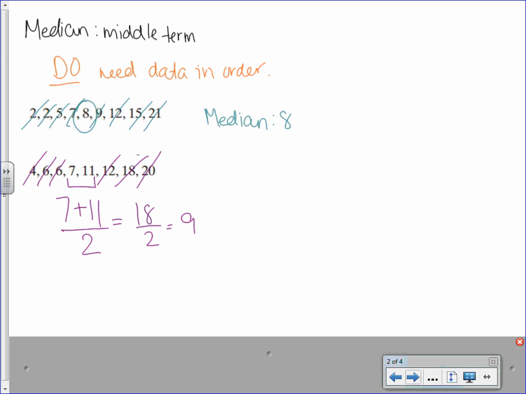It does not matter that there wasn't a 9 in that original set. Okay, that does not matter. I had 2 terms that were left in the middle, so I had to take the average. So median.